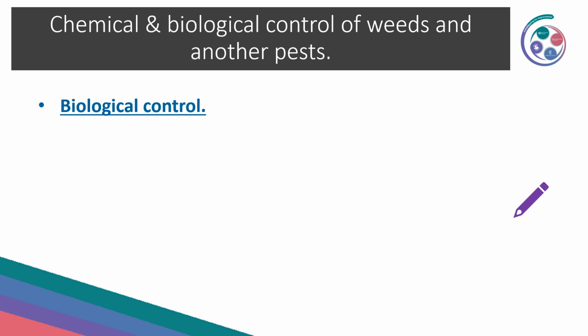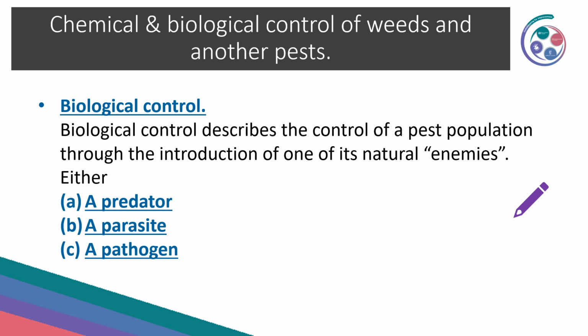Another way to control weeds and pests that doesn't involve chemicals is biological control. Biological control is the control of a pest population by the introduction of a natural enemy. This enemy could either be a predator, a parasite, or a pathogen. A simple example would be that most farmers will have an owl in their fields to control mice populations. Owls are a natural predator of mice, so will catch and eat the mice before the mice get a chance to eat the farmer's crops. This prevents the farmers using pesticides to kill the mice.